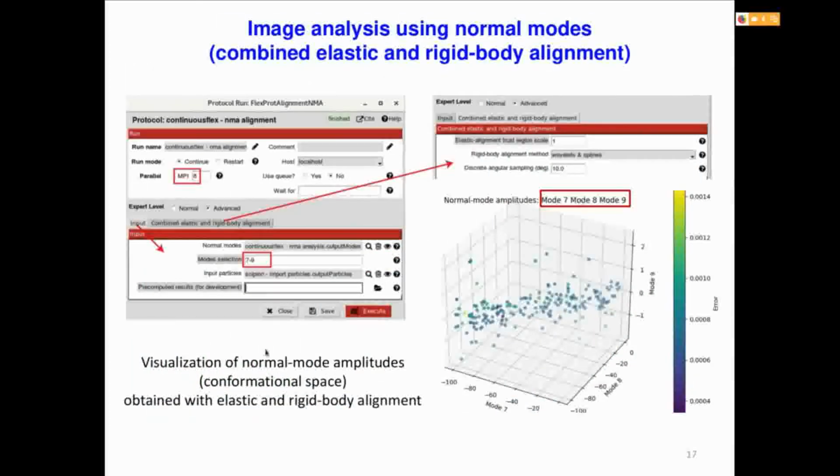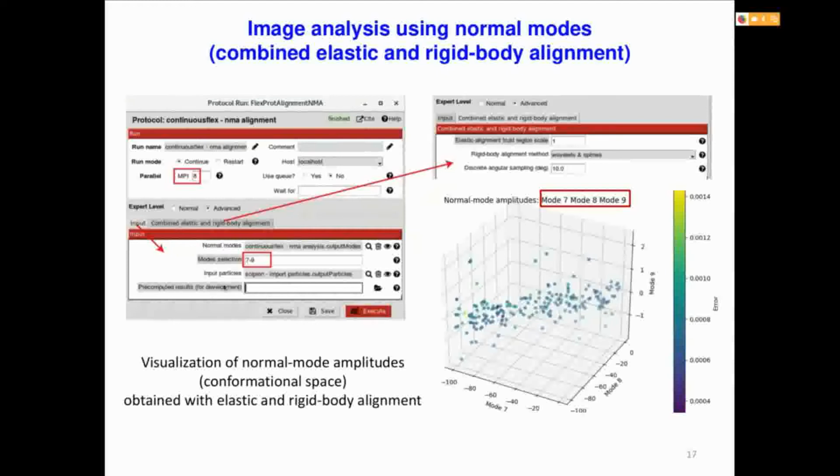So once you have decided which modes you want to use, you switch to the next step. This is the image analysis. You need to enter the number of modes you want to work with. Here we wanted to work with modes 7, 8, 9, so you have 3 modes. If you don't fill this field, all modes will be used, but it is recommended that you reduce the number of modes.